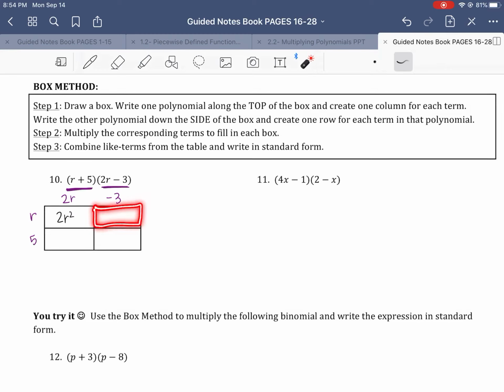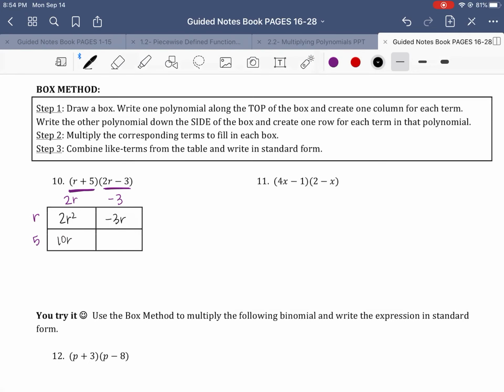Then we move to the next box, and to fill this box in, we multiply again the r times the negative 3. That would be negative 3r. And we do the same moving down to the next row. We would multiply the 5 and the 2r if we want to fill in this box. That would give us 10r. And 5 times negative 3 allows us to fill in the last box.